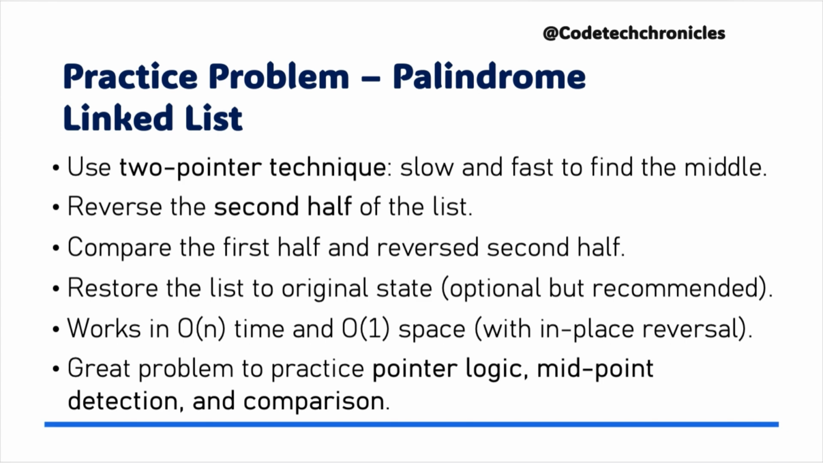Let's put our skills to use with another challenge. Is a linked list a palindrome? The idea is to use two pointers, slow and fast. When the fast pointer reaches the end, slow is at the middle. Then you reverse the second half of the list and compare it to the first half. If they match, it's a palindrome. This can be done in O(n) time and O(1) space if you reverse in place. It's a fantastic problem that tests your understanding of list traversal and manipulation.